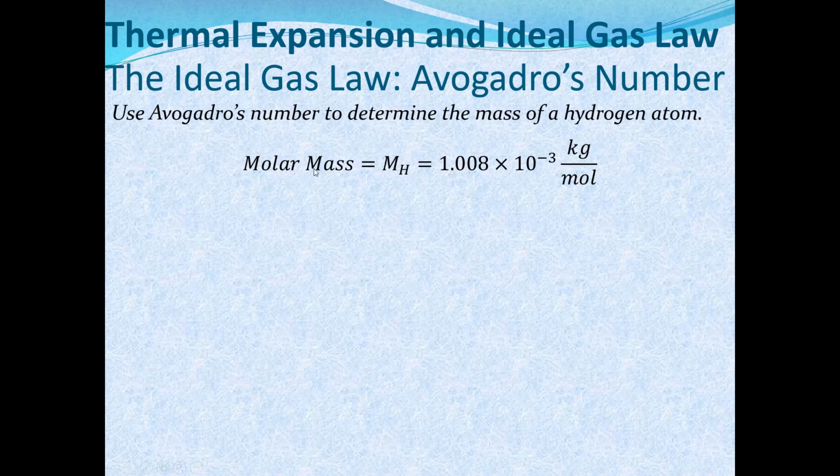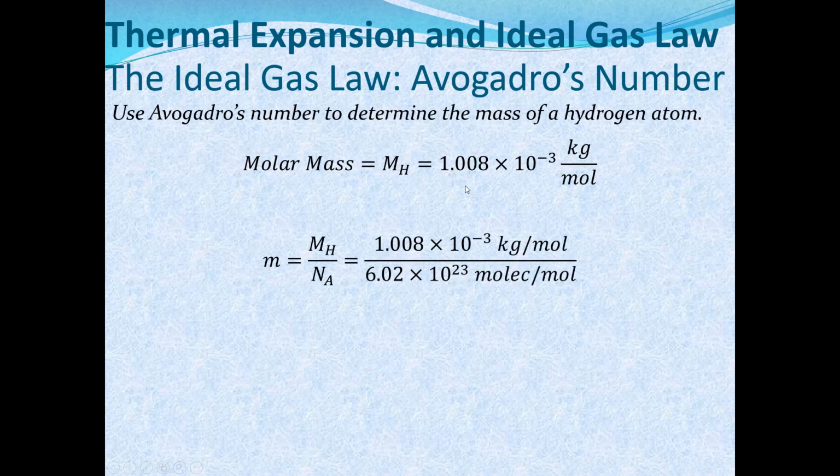All right, so we want to figure out the mass of a hydrogen atom. So one hydrogen molecule is going to have a molar mass of 1 times 10 to the third kilograms per mole. So the mass is going to be taking this and dividing it by Avogadro's number. You can figure this out using unit analysis.